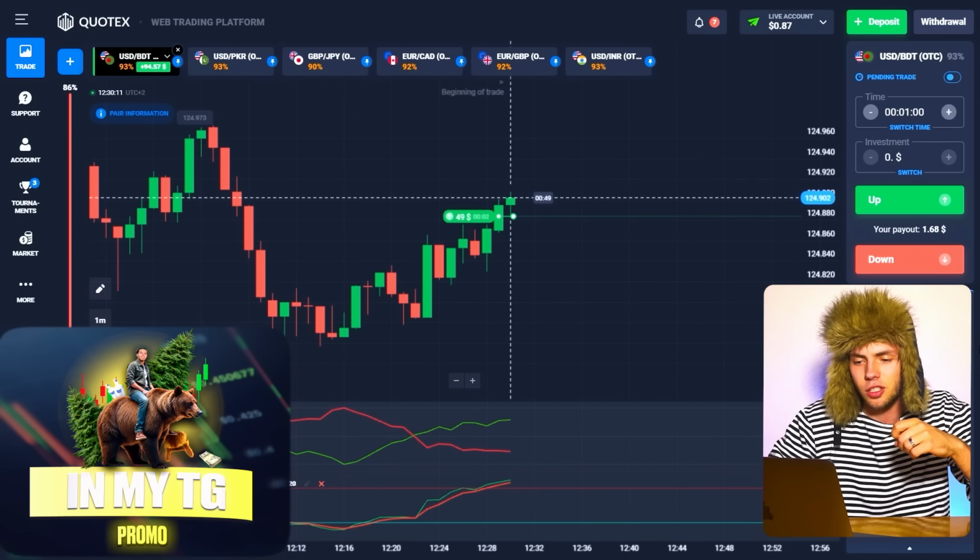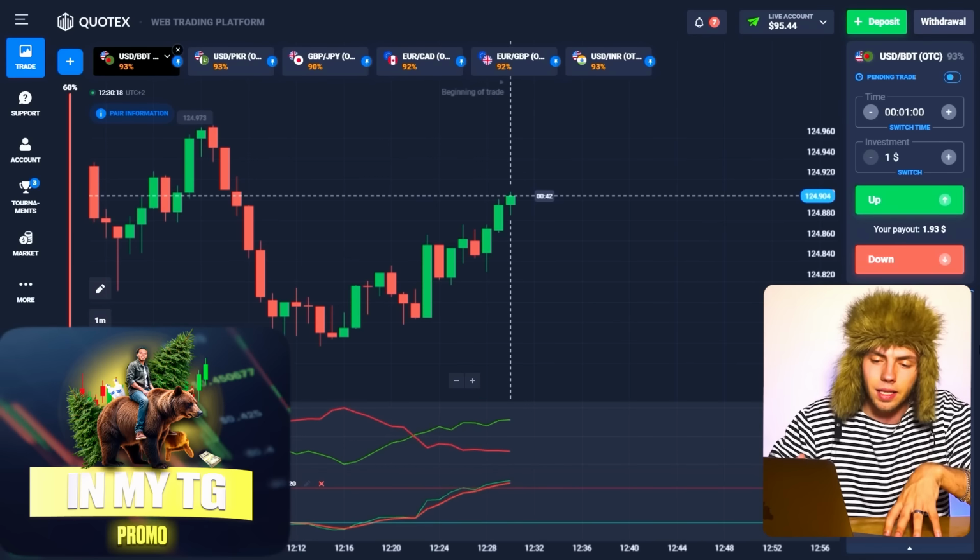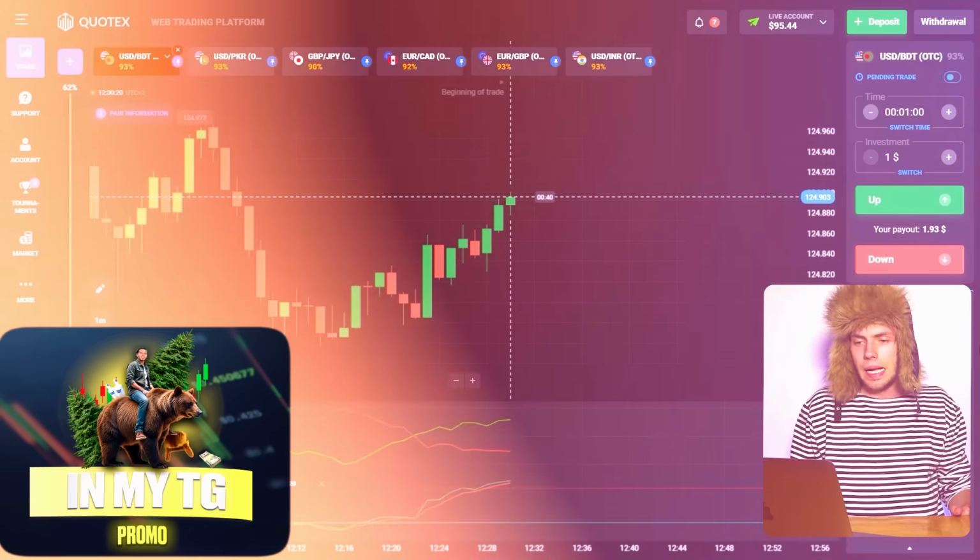But the stochastic is also signaling us that we are getting closer to the overbought zone, and that's quite normal. The trade is closed at $94. Pretty good beginning of a trader's day. And I think let us take a look at what else we can check out for this session. Let us check out another pair.